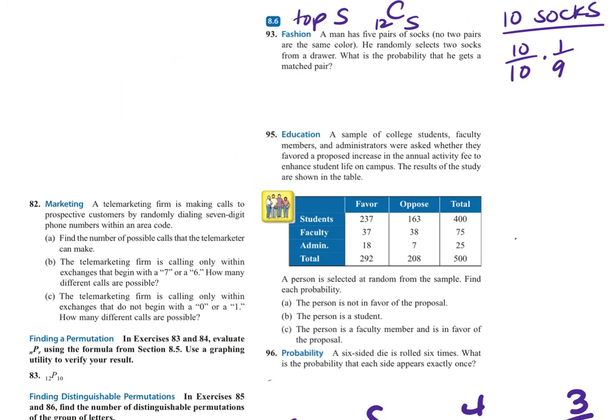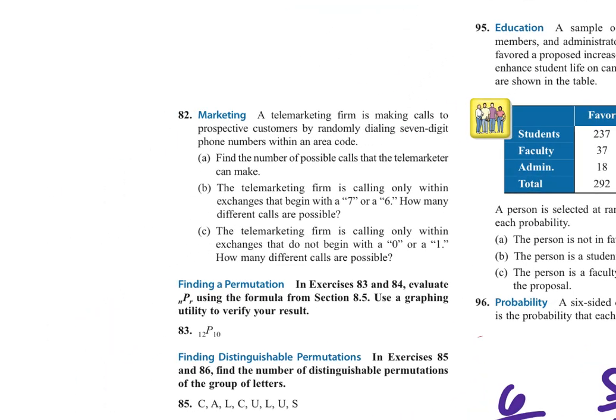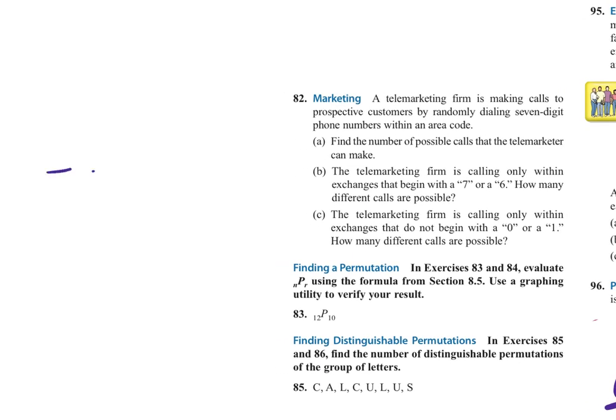Other questions? Yeah. 82. Okay, a telemarketing firm is making calls to prospective customers by randomly dialing a 7-digit number within an area code. So 7, 1, 2, 3, 4, 5, 6, 7. Find the number of possible calls that the telemarketer can make. Well, it didn't say anything about it within a certain area code. So we don't know that, like it doesn't say follow the rules, which would be that it can't be a 0 or 1. So technically it would be 10, 10, 10, 10, 10, 10, 10.